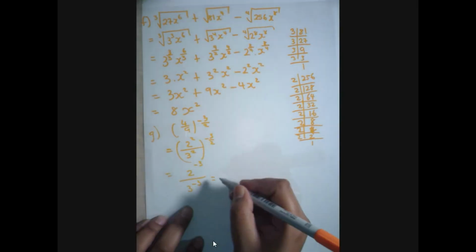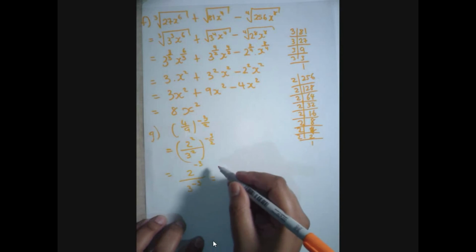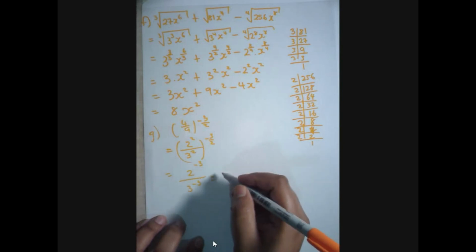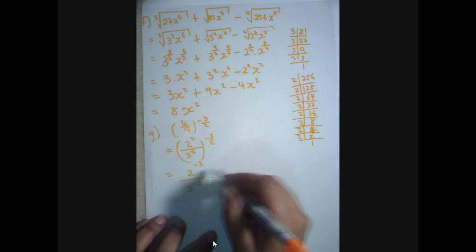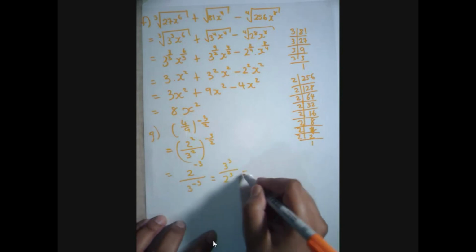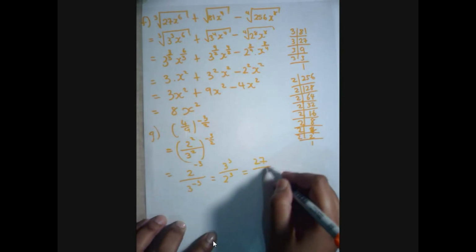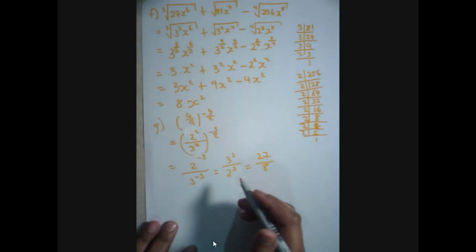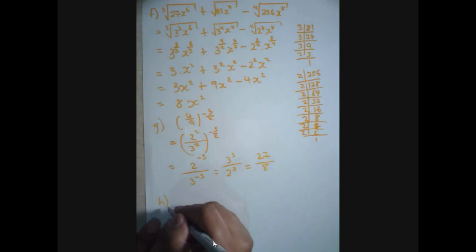So what I do is I swap them around. When I swap them around, I'm basically going to get 3 to the power 3 on top, and we're going to get 2 to the power 3 at the bottom, which is equal to 27 over 8. If you did another method, you would have still gotten the same answer. Then you got an H, and H is the last one for this part.